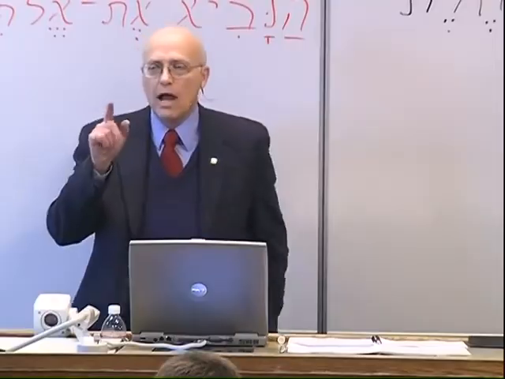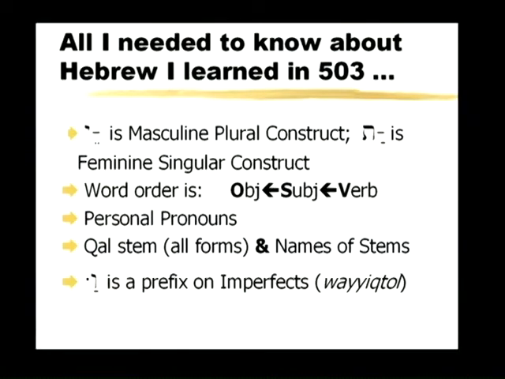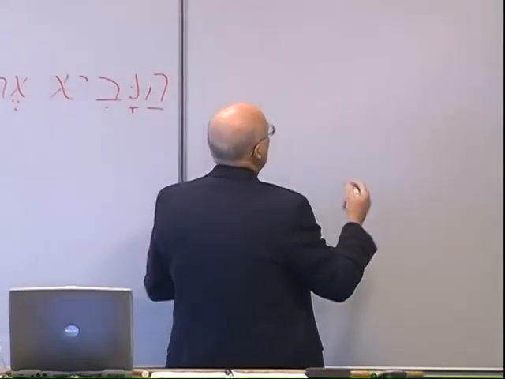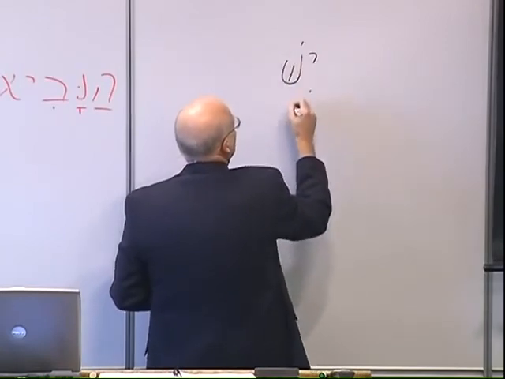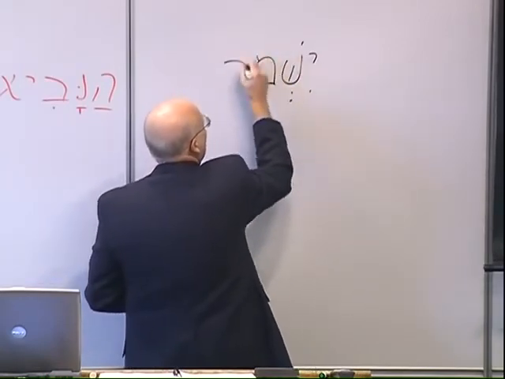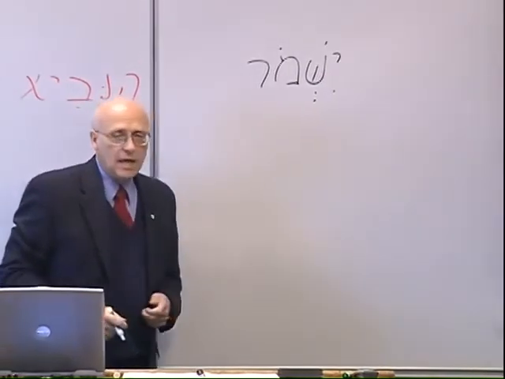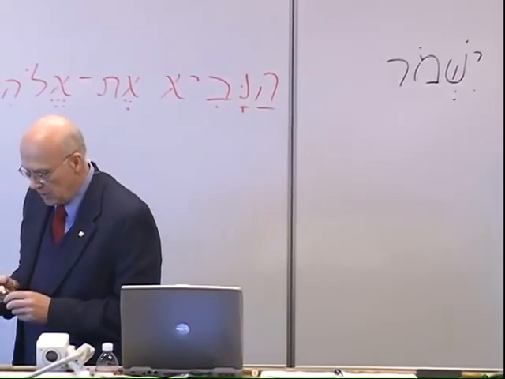When you have a waw with a patach and a dagesh in the following letter, this is something we have not discussed yet. We will. This is called the wayyiqtol form of the verb. Let me put one up here for you. It's the imperfect, but it's a special imperfect. You take yishmor, he kept, he keeps, he will keep.